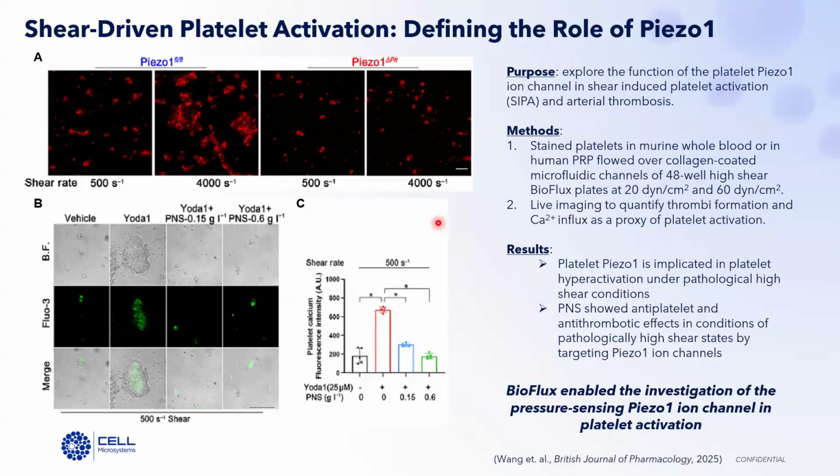same shear rates as before, but this time in the presence of a piezo-1 agonist, Yoda1, and various doses of PNS, an anticoagulant. Panels B and C show that Yoda1 activates human platelets by increasing calcium influx, shown in green. And importantly, PNS reverses this activation, confirming the involvement of piezo-1 in platelet activation and thrombus formation.